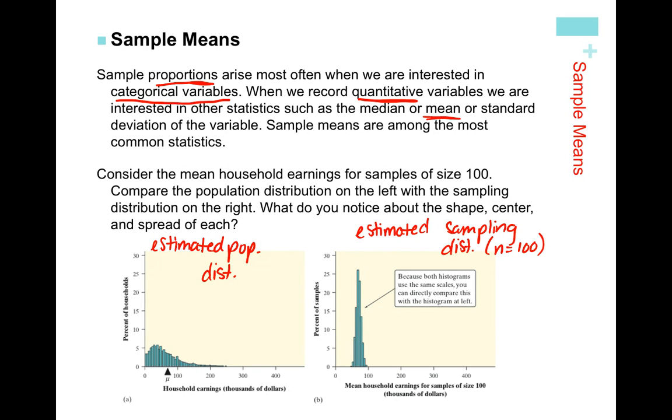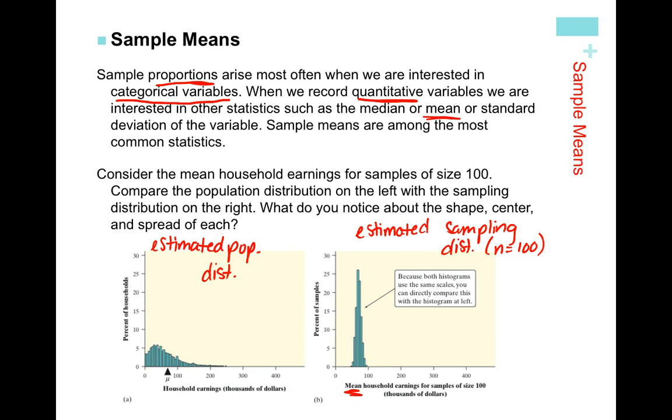So what happened over here on the right is that we would take a sample of size 100 from the population, calculate their average income. Then we take a new sample of size 100, calculate their average income. So then the graph is graphing all of those X bar values. So all of the mean household values are graphed from samples of size 100 over here on the right.